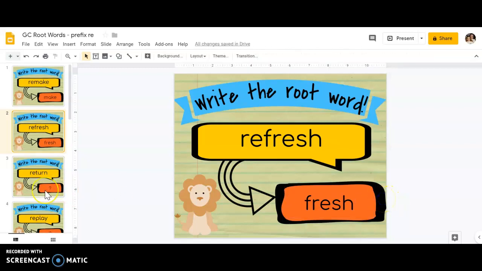Go ahead and finish your root words and at the very end, turn it into your Google Classroom for your teacher.